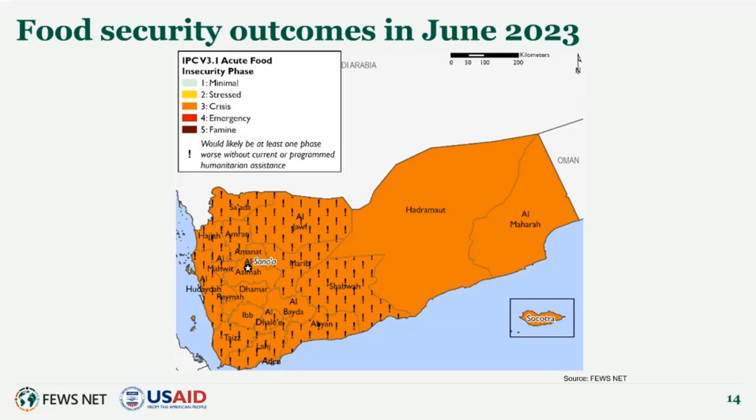So in June, we expect, as you can see on the map, that crisis outcomes remain prevalent across the country, with humanitarian assistance, which remains large scale, even though it continues at reduced levels, preventing emergency IPC phase four outcomes in the areas mapped with exclamation marks. I would note, though, that these are outcomes expected at the governorate level, and we do expect there to be households facing worse outcomes within these governorates, particularly in Western governorates.